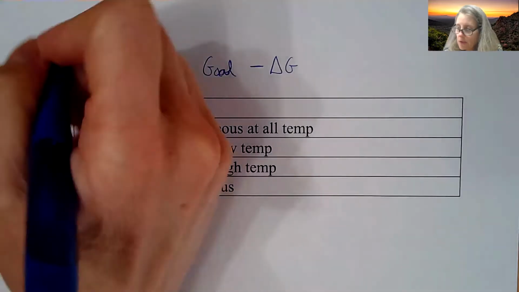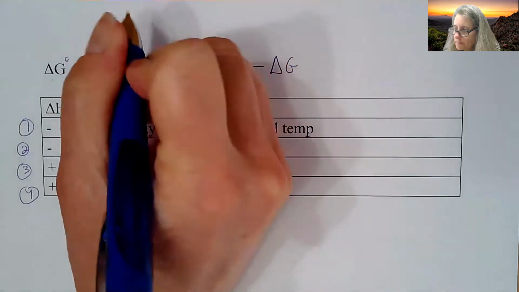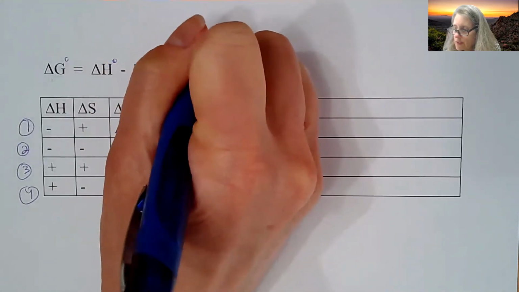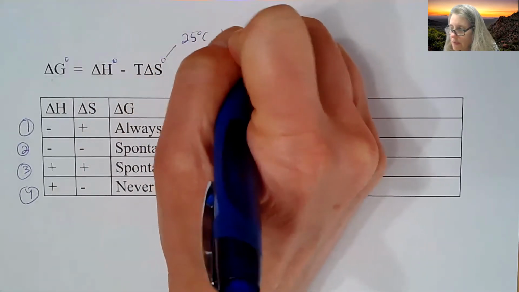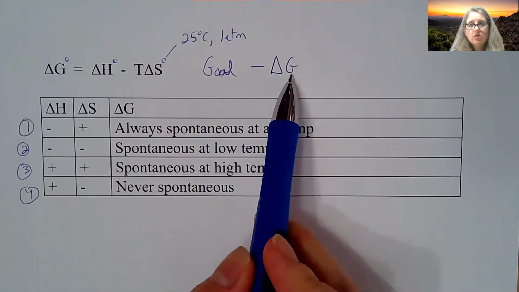Now the one thing I do want you to write in are little degree signs. Again, the degree sign means we're at standard conditions at 25 degrees Celsius, 1 atmosphere. So you're going to see those degree signs in most of the problems that I'm going to give you. So the goal here is to get delta G to be negative. Okay, that is the goal.